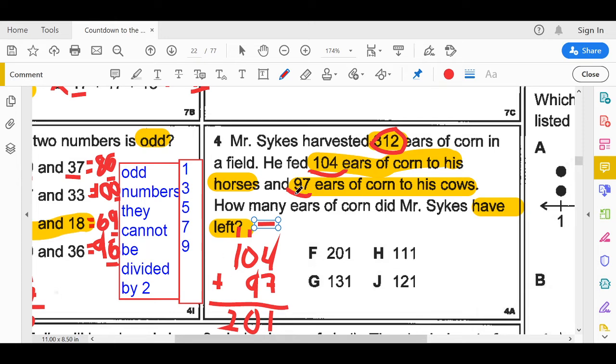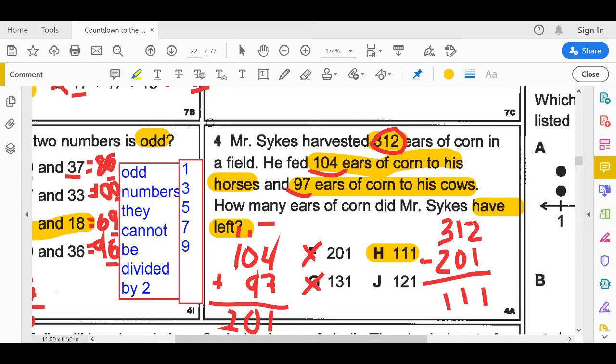Now that I have combined these two, I'm going to subtract 312 minus the number that I found, minus 201. Let's see what the answer is. 2 minus 1 is 1. 1 minus 0 is 1, and 3 minus 2 is 1. Oh, I really like this number, 111. So F is not a good answer. G is not a good answer either. I see that H is my right answer, 111. Okay, and I'm also going to eliminate letter J because it is close, but it's not the answer we need. So that is number 4.